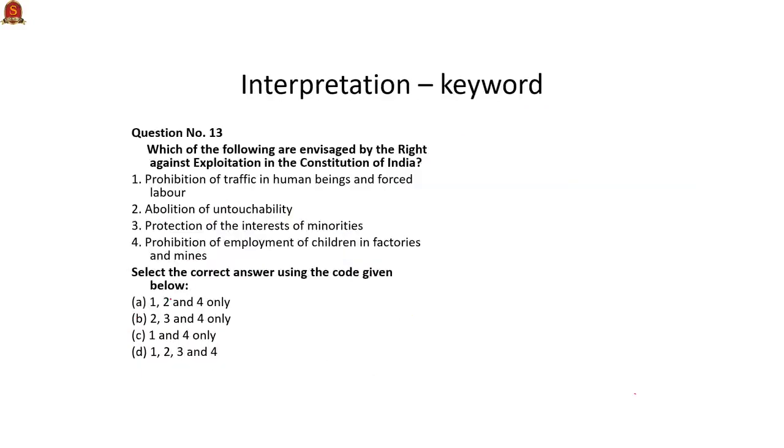Another way of dealing with interpretation-based questions is the keyword. Now, which of the following are envisaged as right against exploitation in the Constitution of India? The keyword is Constitution of India, because abolition of untouchability is also against exploitation. Untouchability is exploitation, and when you abolish untouchability, it is against exploitation only, but they have given the words in the Constitution of India. So you can go for point number 1 and point number 4.